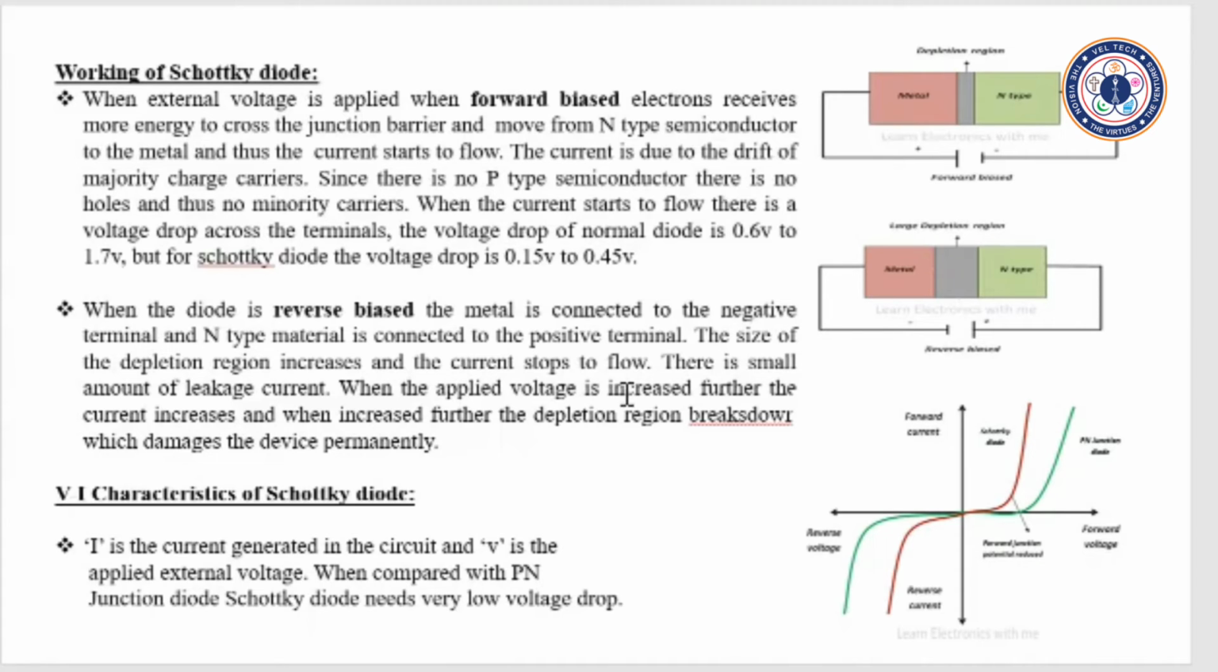Here are the VI characteristics of the Schottky barrier diode. Here, this is the forward voltage and this is the forward current. This is the comparison graph between the PN junction diode and the Schottky barrier diode. This green color is the PN junction diode and this red color is the Schottky barrier diode. When compared to the PN junction diode, the Schottky diode needs a very low voltage drop.